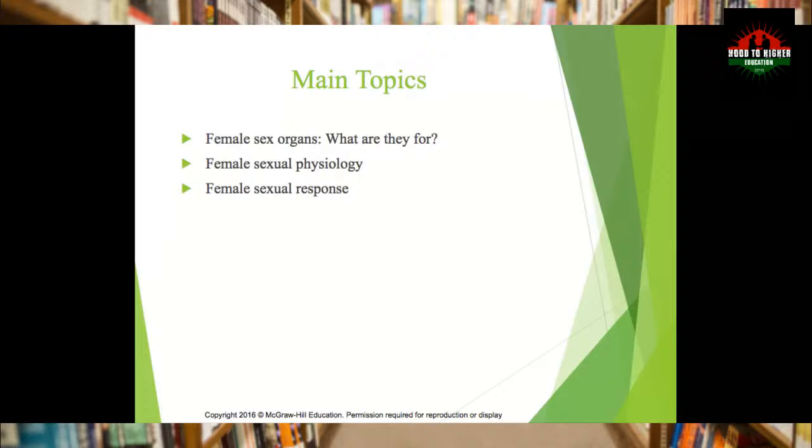Okay, so what we plan on covering today are the female sex organs. What are they intended for? Clearly the female sex organs serve a reproductive function. We know that, but they perform other functions as well. Significant to nearly all women are the sexual parts that bring them pleasure. They may also serve to attract potential sexual partners. Because of the mutual pleasure partners give each other, we can see that sexual structures also serve an important role in human relations. So we're going to talk about the organs, physiology, and the sexual response.